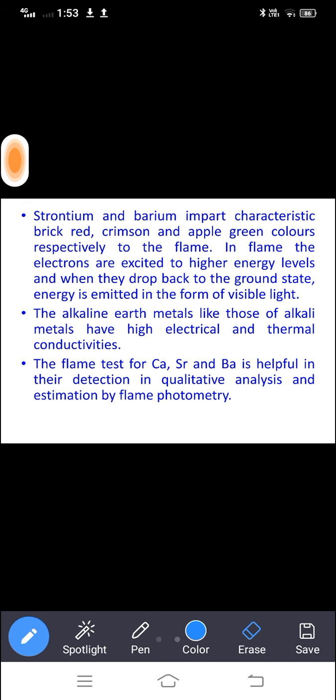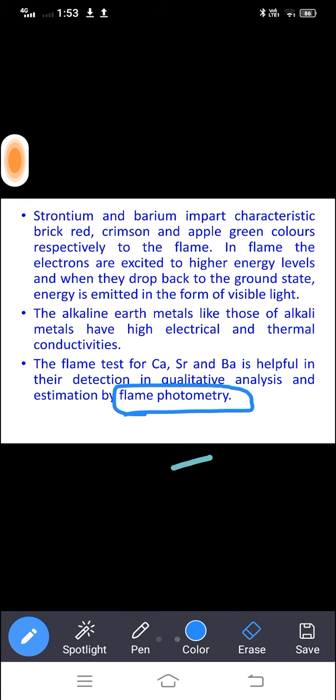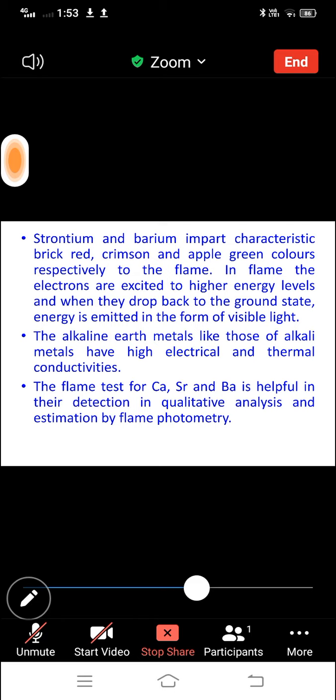And it is also useful in flame photometry. What are the uses of flame photometry? It is not given in detail in your book, but you want to know the concept. Flame photometry is used to identify the concentration of alkaline earth metals. So to find out the concentration, we are using flame photometry.